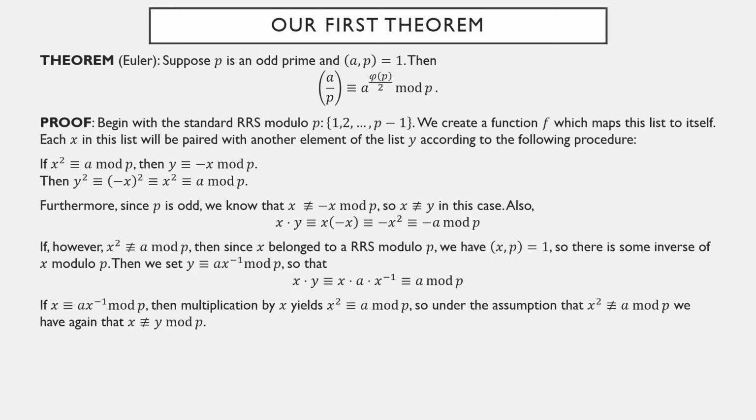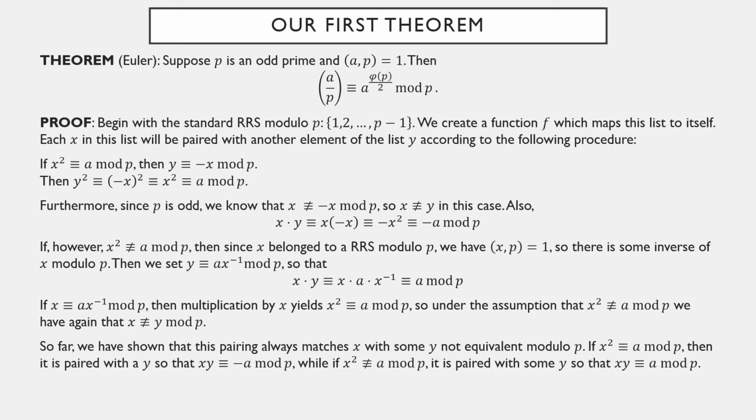So under both cases, we map x to a value y, which is different from itself. X and y are never equivalent. If x squared was equivalent to a, then x times its buddy is equivalent to negative a. If x squared was not equivalent to a, then x times its buddy is equivalent to a. So we always match things up, with every x getting matched with a y. That is not the same thing.